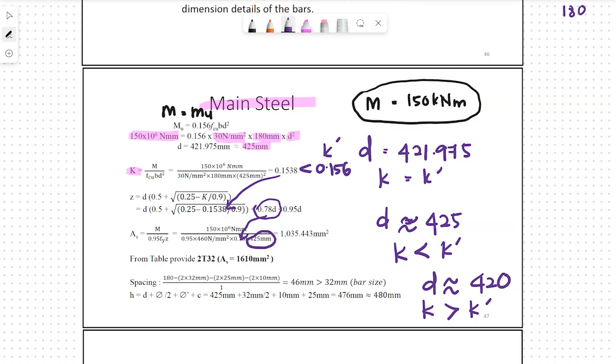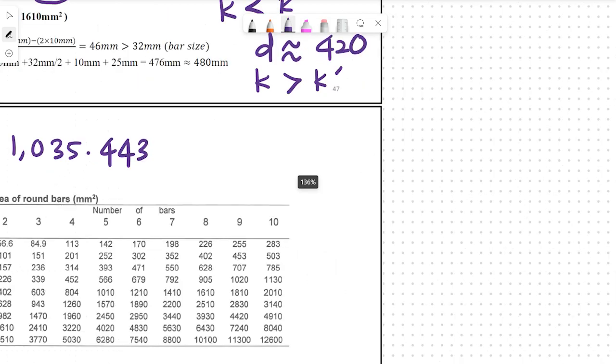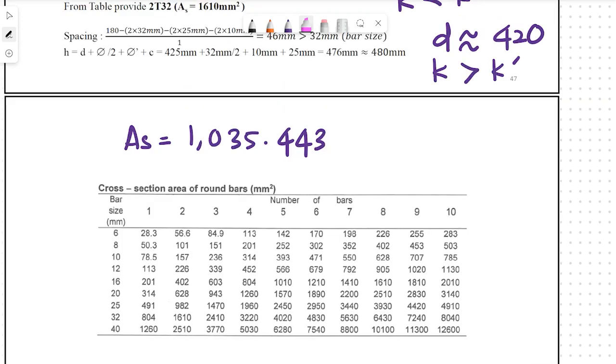Then I get 1035.443 mm square. From this, we're going to refer to the table. Right, so you have options. Since the question did not mention anything about the diameter of the main reinforcement or the diameter of anything, it has no assumption mentioned there, so you can assume on your own. But you have to make sure the spacing is enough. That is our job. For this AS, what I can see is I can select 4T20, or I can select 3T25, or I can select 2T32.